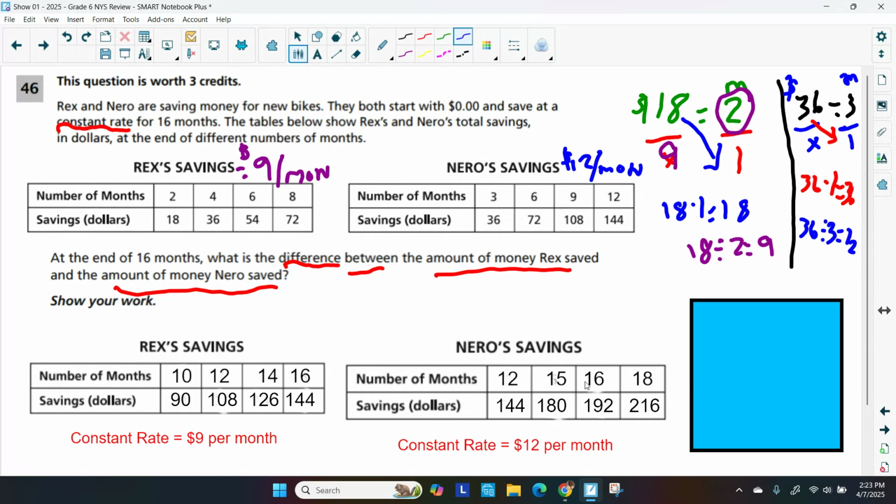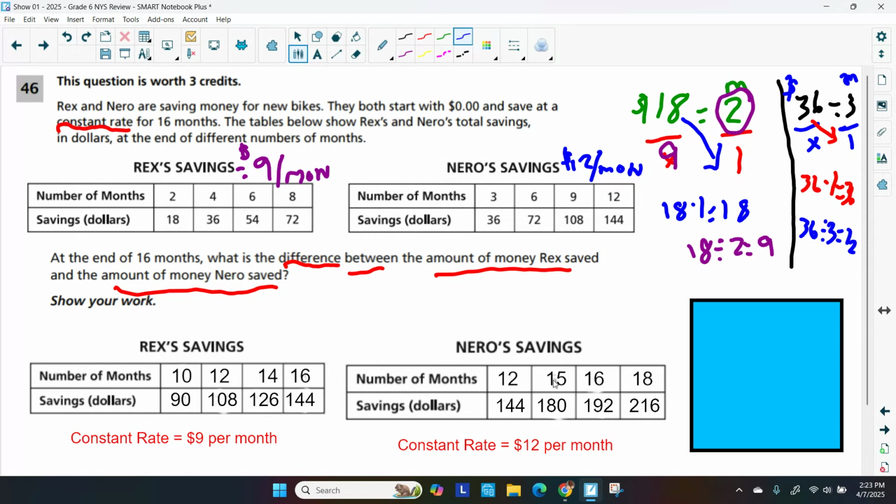Then I add another 3 months. Oh, wait a minute. That's 15 months. So he's only supposed to be saving up to 16 months. So good thing we know that he saves $12 in 1 month. So I'll add 1 month to 15. That's 16 months. And I'll add $12 to the 180, and he has $192. But Dr. Rob, they were counting by threes. I got a little confused.